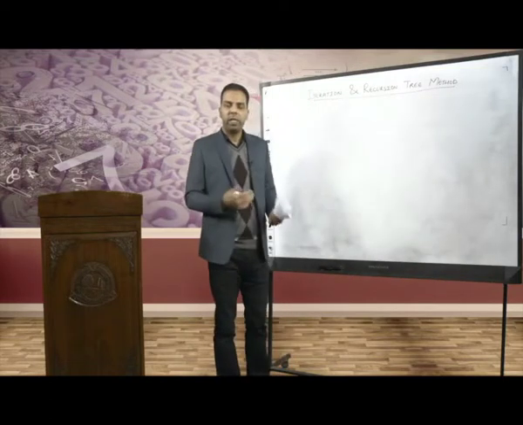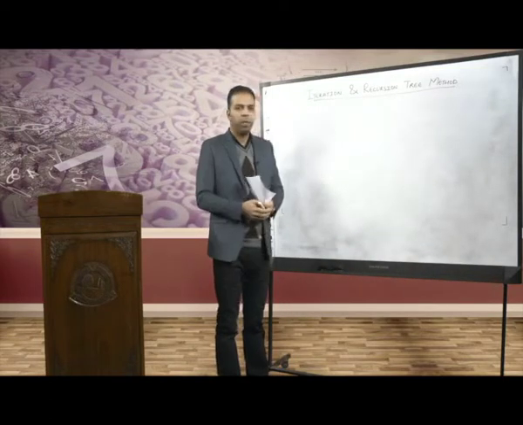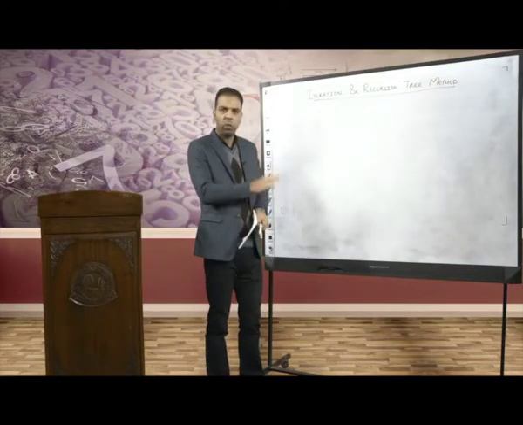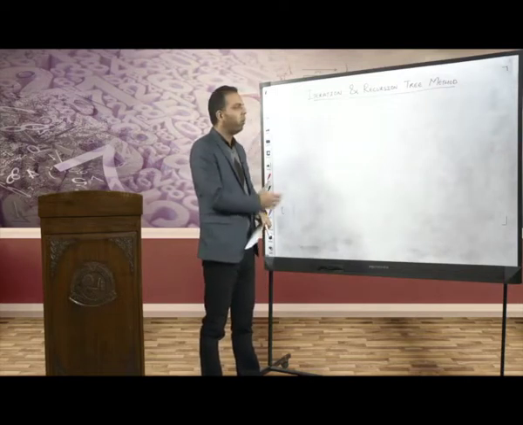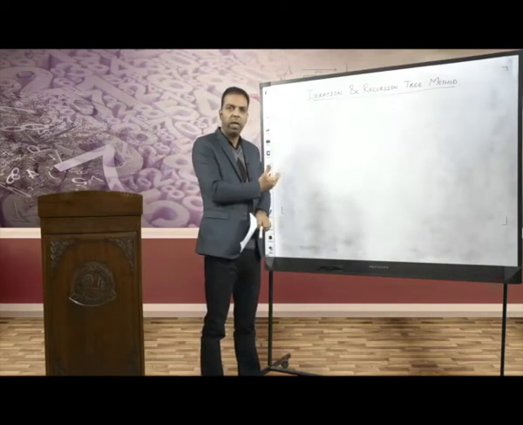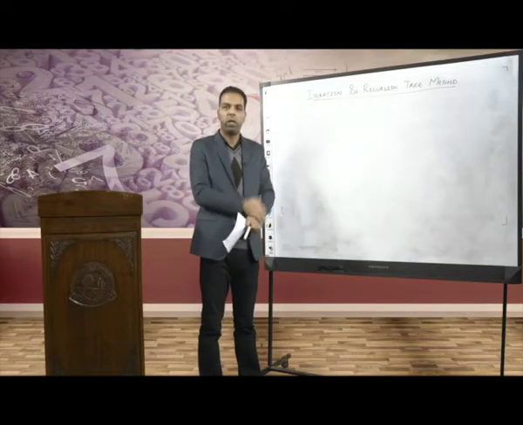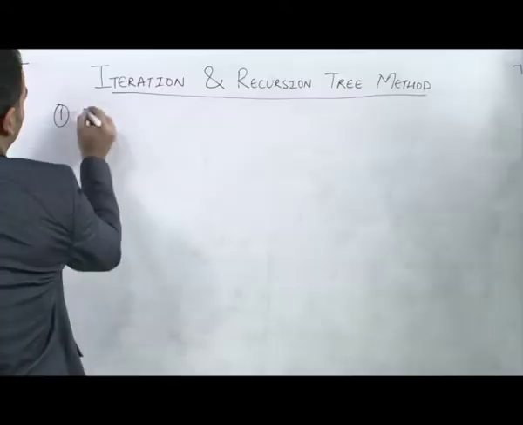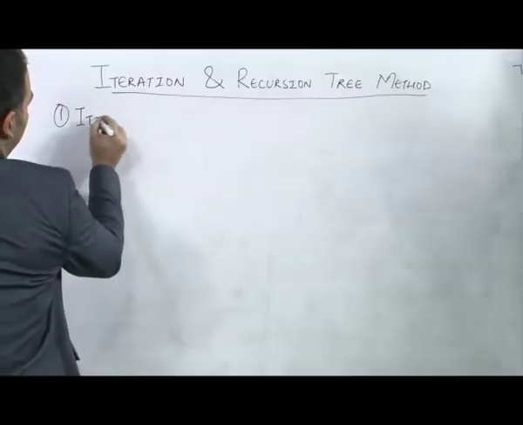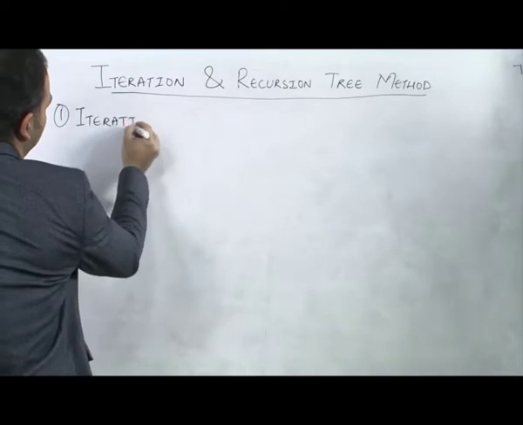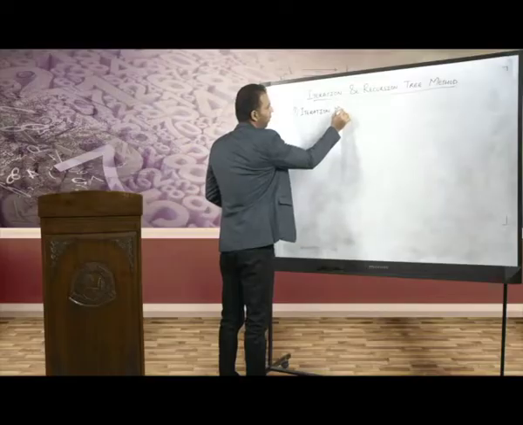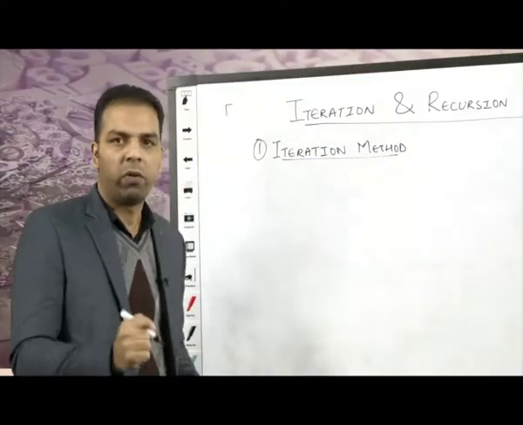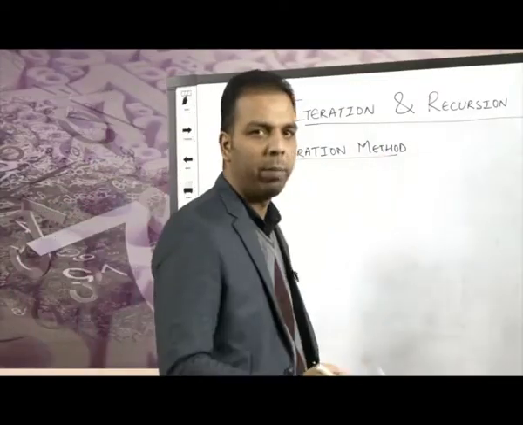Like in previous examples, I'll be giving you a small code snippet in C language, because that will be easier to understand and comprehend. Then we'll see how a recurrence is derived from that, and we'll solve that recurrence using the iteration method. So the first one is the iteration method. We'll take a small example here.